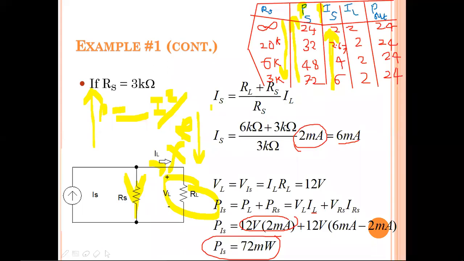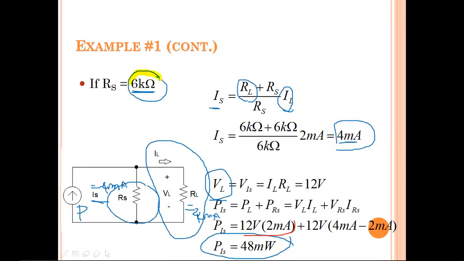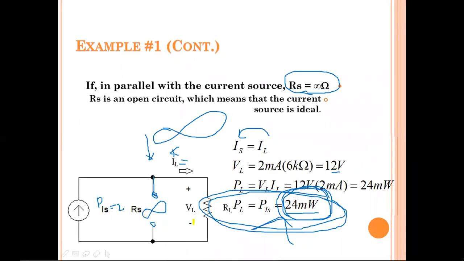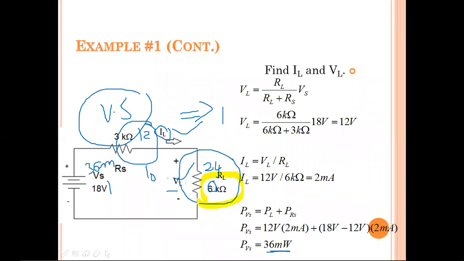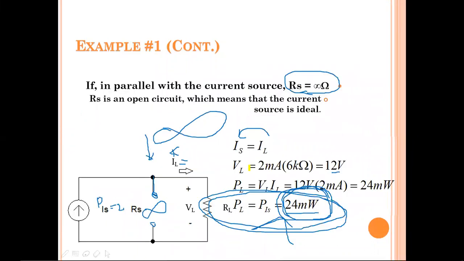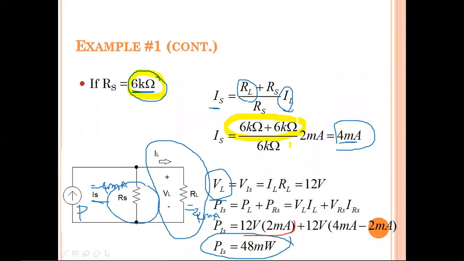Here it is already proved, because Rs is 6 kilo ohms and my RL is also 6 kilo ohms. If you observe my initial circuit, my RL is 6 kilo ohms. That is the reason I used different cases. So 6 kilo ohms is equal to 6 kilo ohms. 50% of the power is dissipated by the load itself. Here it is proved: 24 and 24. 50-50, 50% of the power is dissipated by the load itself only.